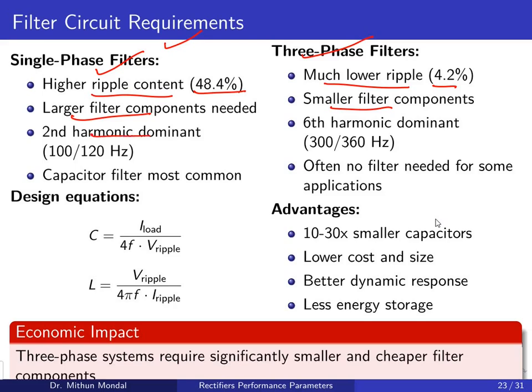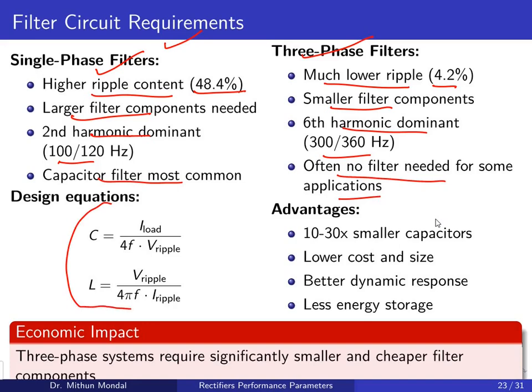Second harmonic is dominant in case of the frequencies around 100 to 120 Hz. Sixth harmonic is dominant in the range of 300 to 360 Hz. Capacitor filters are the most common for single phase, and in three phase often no filter is needed for certain applications.